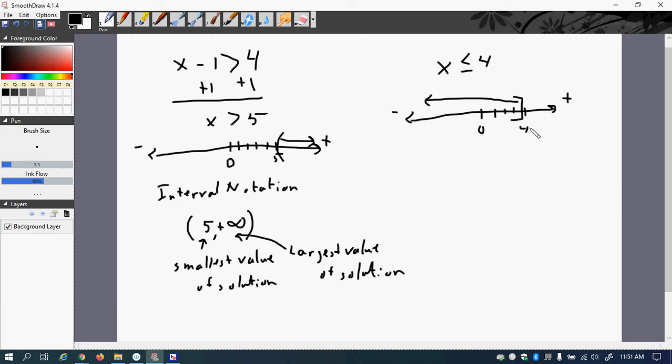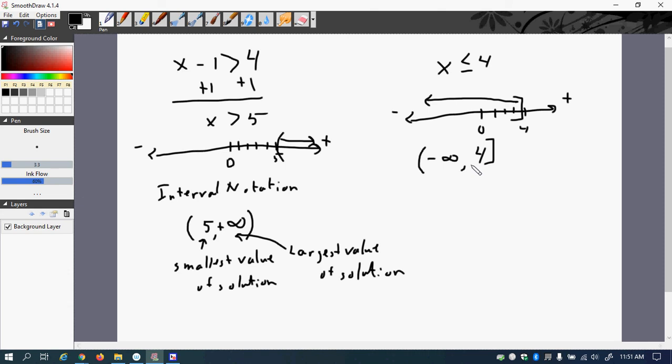So this time 4 is going to be the largest, and the negative infinity is going to be the smallest. So since infinity is always a parentheses because it's not a number, we would write it so. So it would be parentheses, negative infinity, comma, and then a 4, and then we would have a bracket. The bracket is telling the person looking at the interval notation that 4 is part of the solution, and it's everything smaller than that. And so this is what we call the interval notation. And so that's really important to see that.